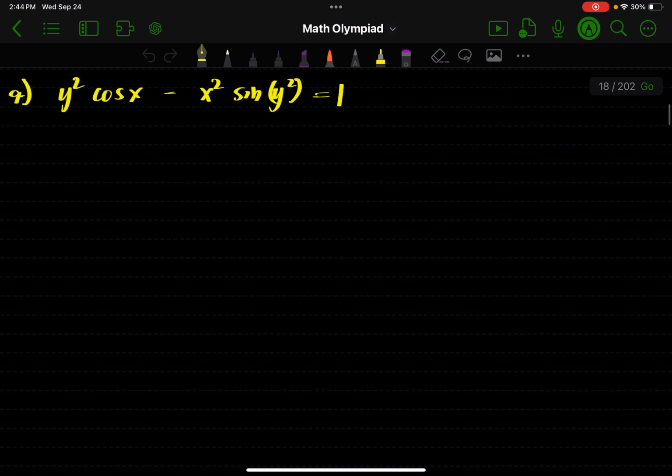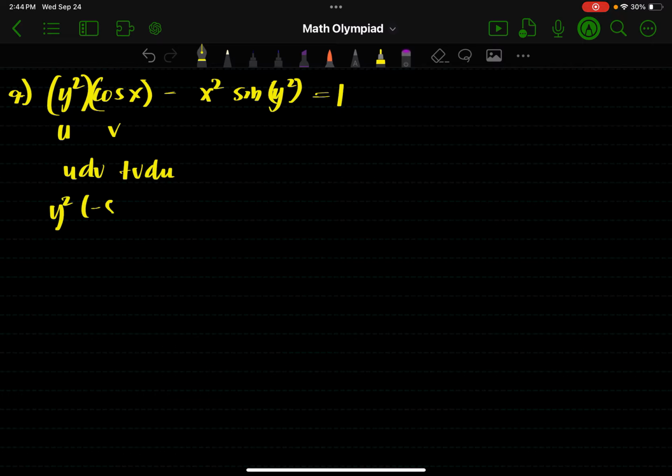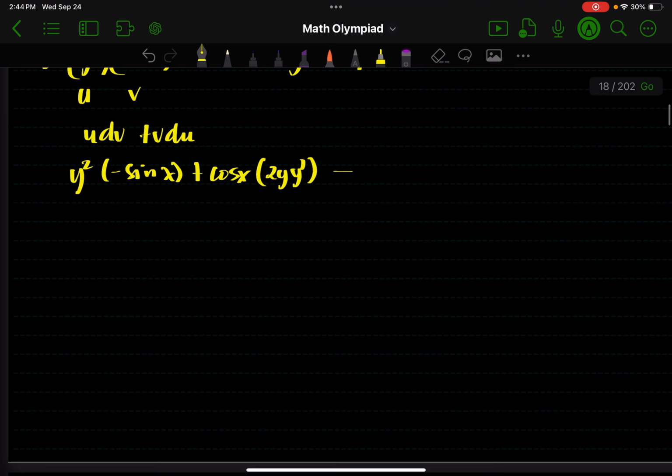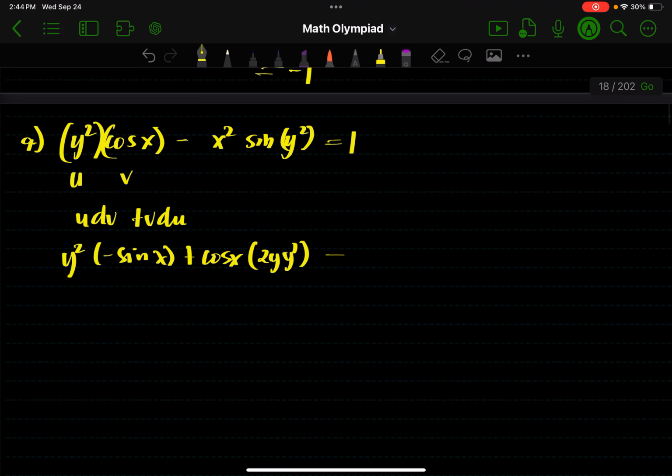Number 9. y squared cosine x minus x squared sine y squared. So let's apply the product rule. We have y squared times cosine x. This will serve as our u and v. u dv plus v du. So copy y squared times the derivative of v, which is negative sine x, plus copy v, the cosine x, times the derivative of u, 2y y prime, minus another product rule.